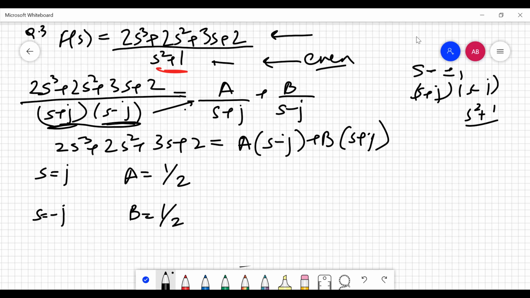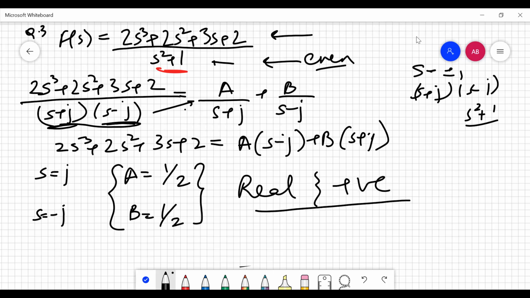Now you are going to know that as both these residues are coming out to be real as well as positive, that means this function can be a positive real.